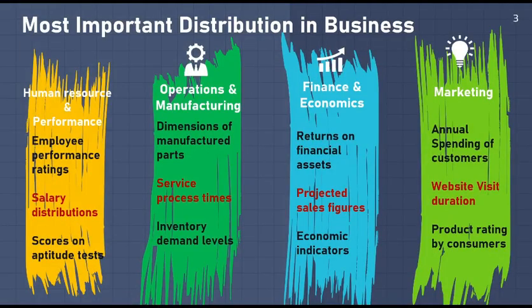Now let us look at why this normal distribution is important in business, or in which areas of business we can gainfully use it. Normal distribution can be used in human resource performance, where, given the performance of a large group of employees of an organization, we can find out which employee is at what level of performance. That means it can be utilized for performance rating.